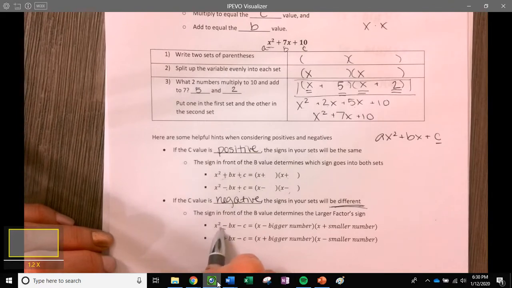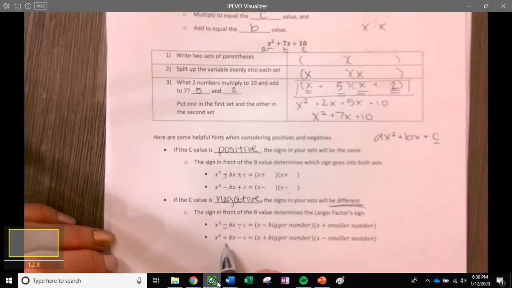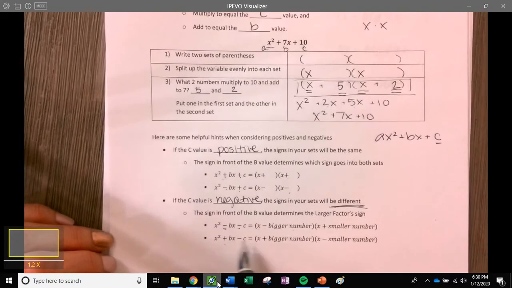Here I've got x squared minus bx minus c. I know my signs are going to be different because there's a minus right here. And since I've got a minus sign in front of B, then it will be x minus the bigger number and x plus the smaller number. And vice versa, if I have a minus sign in front of C and a plus sign in front of B, then it will be x plus the bigger number and x minus the smaller number.